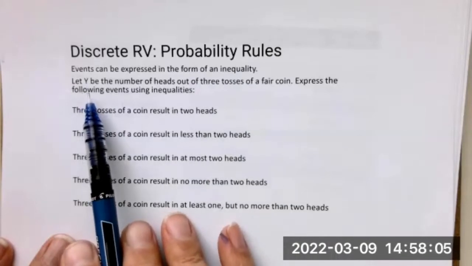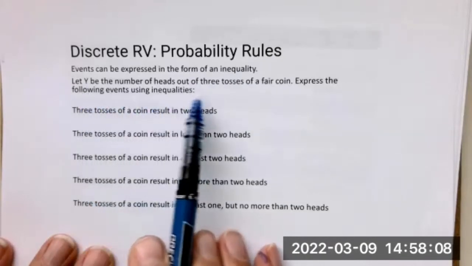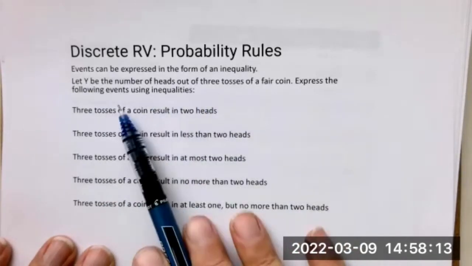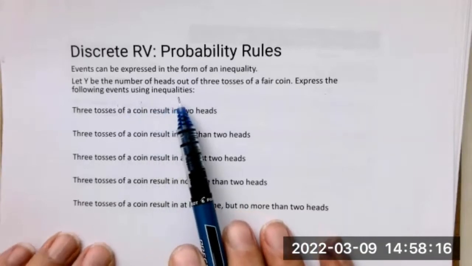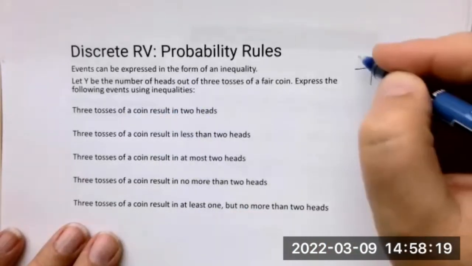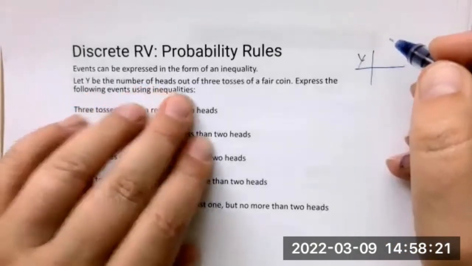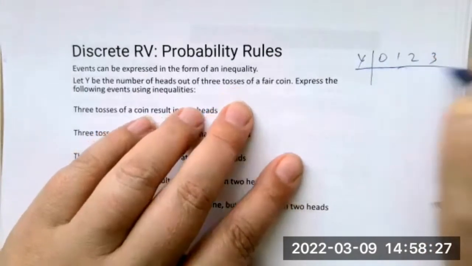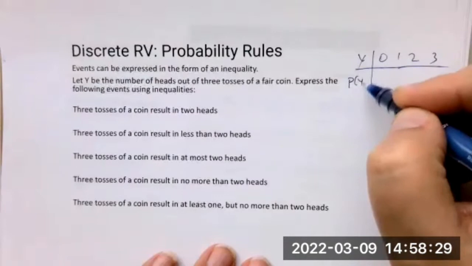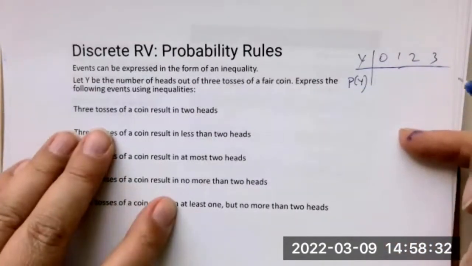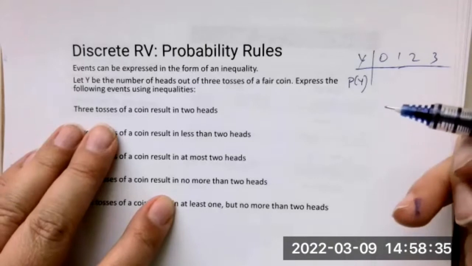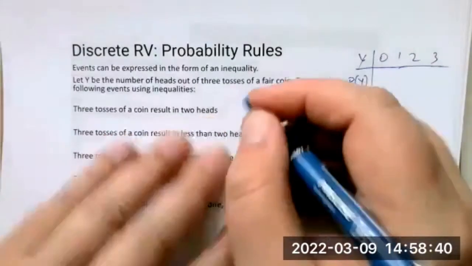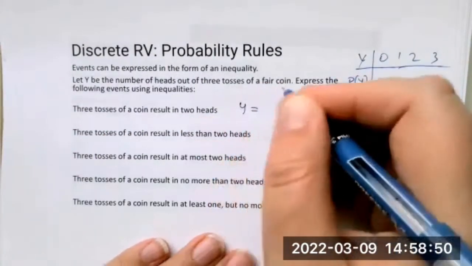It says, let y be the number of heads out of 3 tosses of a fair coin. Express the following events using inequality. So first of all, our variable y can take on values, number of heads out of 3 tosses, so 0, 1, 2, or 3. And then we have certain probabilities of that. Let's express the events. So 3 tosses of a coin result in 2 heads. So that would be y equals 2.